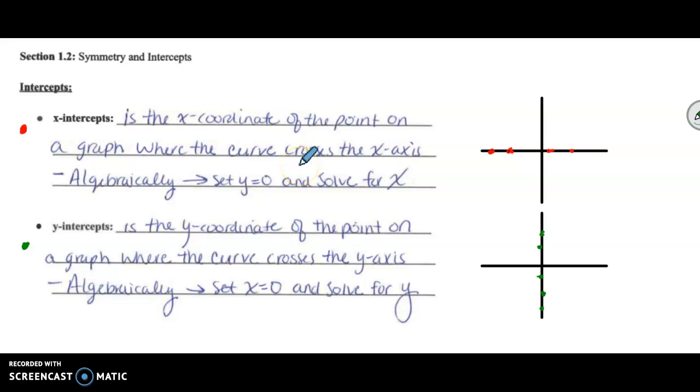All right, hello everyone. Here are some notes for 1.2. We're going to look at symmetry and intercepts. I feel like a lot of this stuff you might know, and it's review, but it will be on the quiz, so I wanted to go over it.